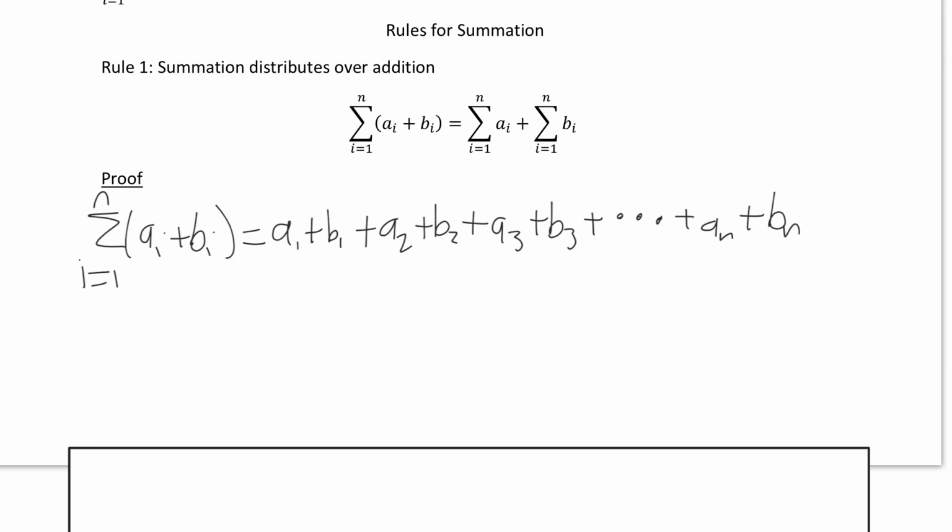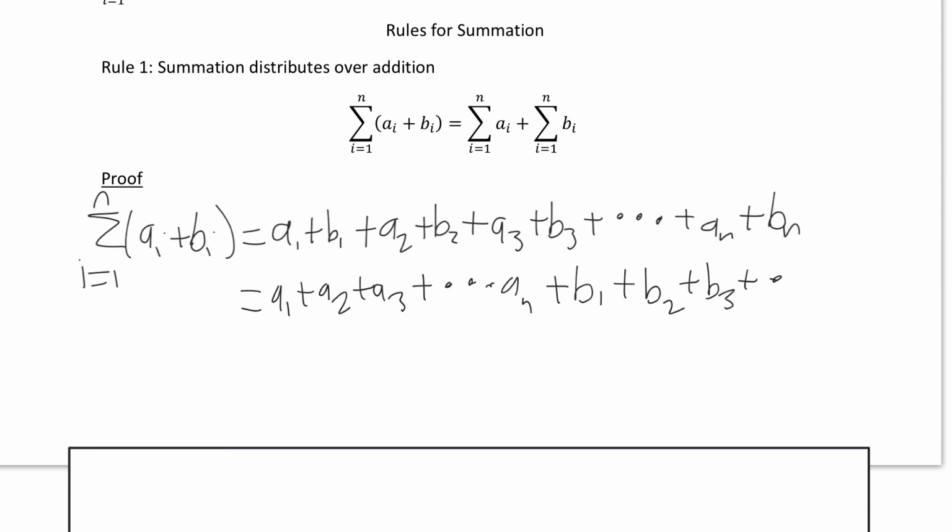Now what we would do is, we look here and we have an a1, an a2, an a3, all the way up to an. We're just simply going to rearrange the formula by writing all the a's first. So we'll have a1, a2, a3, all the way up to an. And then of course we'll write the b's. So we have b1, b2, b3, all the way up to bn.